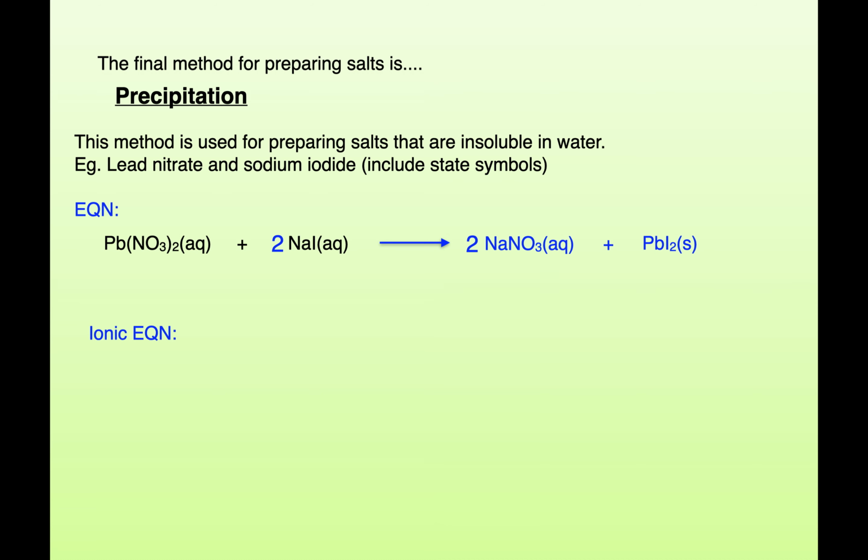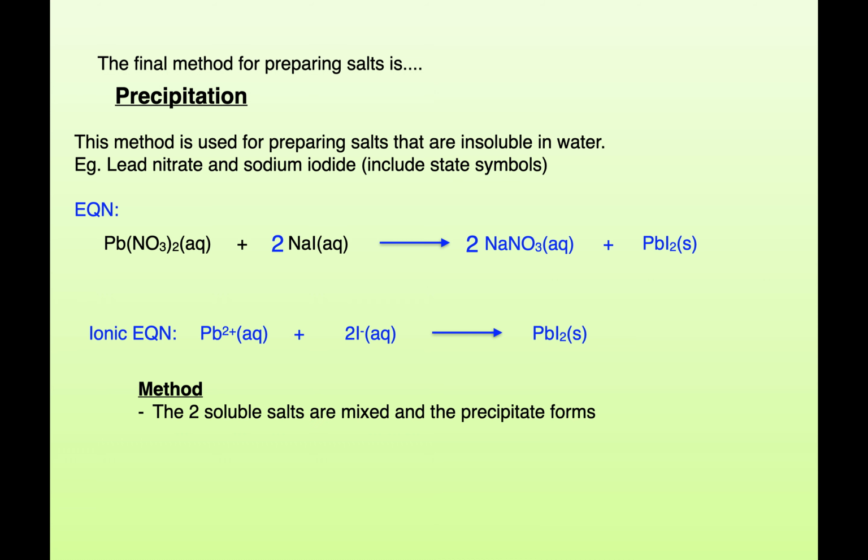What's actually happening here can be represented in an ionic equation. So my lead ions are floating around, Pb2+ aqueous, and they meet two iodide ions, and they form lead iodide solid. The rest of the things in the equation, the sodium ions and the nitrate ions, are spectator ions. Okay.